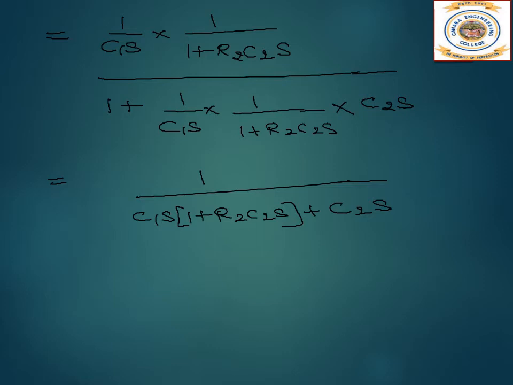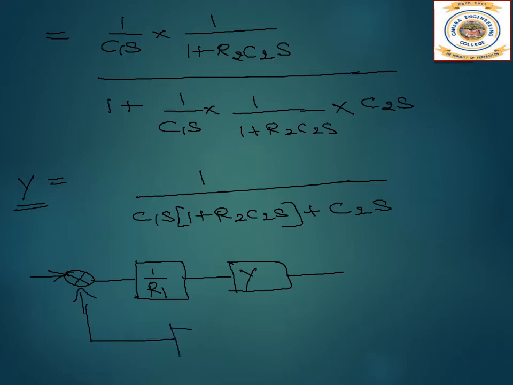So now, if I consider this result as some y, then what happens here? If I write it like this, what do we have? We have here 1 by R1, and this is some y that we got previously, and here we have 1 plus R2 C2S. Yes. So now this 1 by R1 and this y will be in series and 1 plus R2 C2S is the feedback path. So now we'll simplify this.